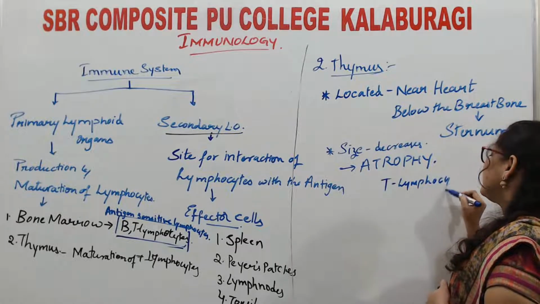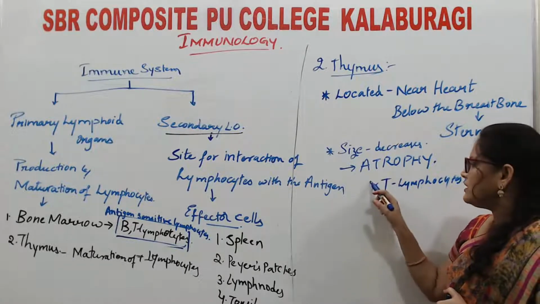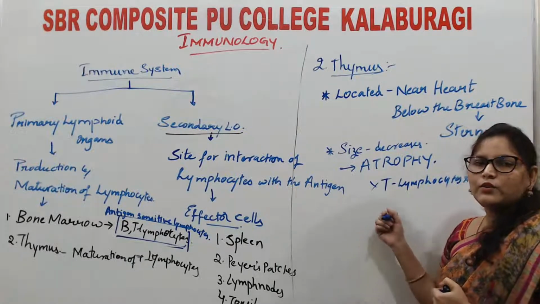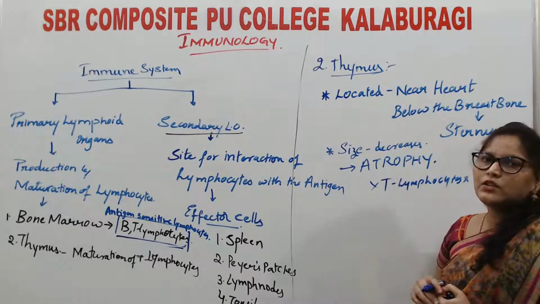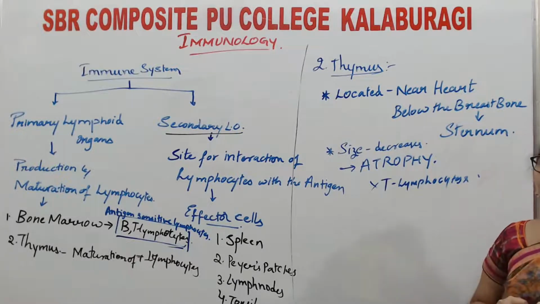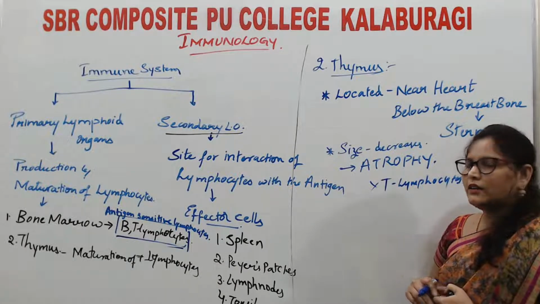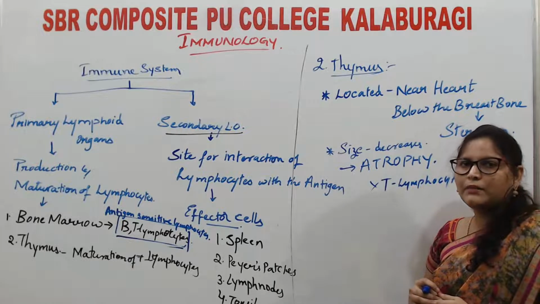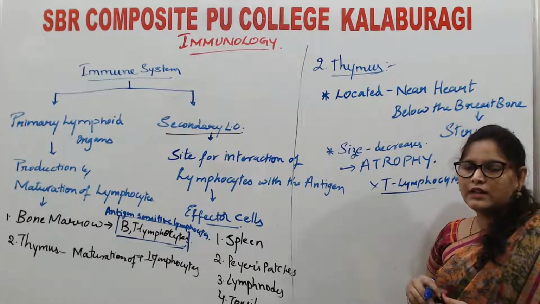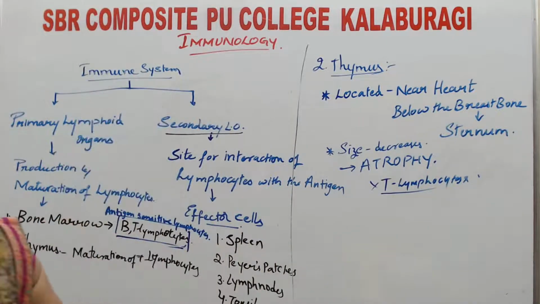What happens if there are no T lymphocytes? They are the actual cells of our immune system. If these cells are not there, our immune system will become weak, so they are more susceptible to diseases. Is that clear? The thymus is a small endocrine gland located near the heart, below the sternum, and its size will undergo degeneration by a process called atrophy. That is the reason why old age people are more susceptible to diseases, because the number of T lymphocytes is reduced as the age increases. This is about primary lymphoid organs.